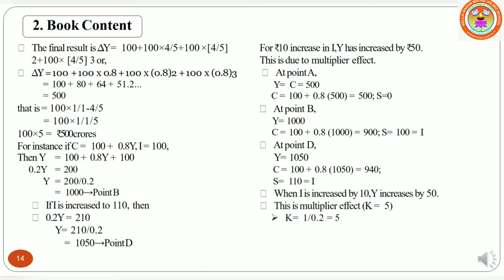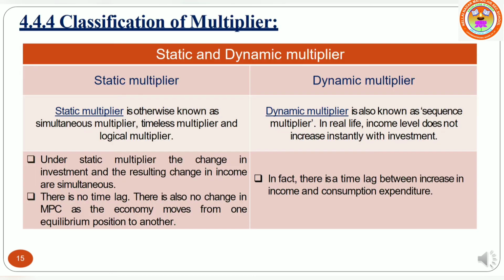Because it is due to what? Multiplier effect. Classification of multiplier. Static multiplier. Static multiplier is otherwise known as simultaneous multiplier, timeless multiplier, and logical multiplier, whereas dynamic multiplier is also known as sequence multiplier. In real life, income level does not increase instantly with investment.